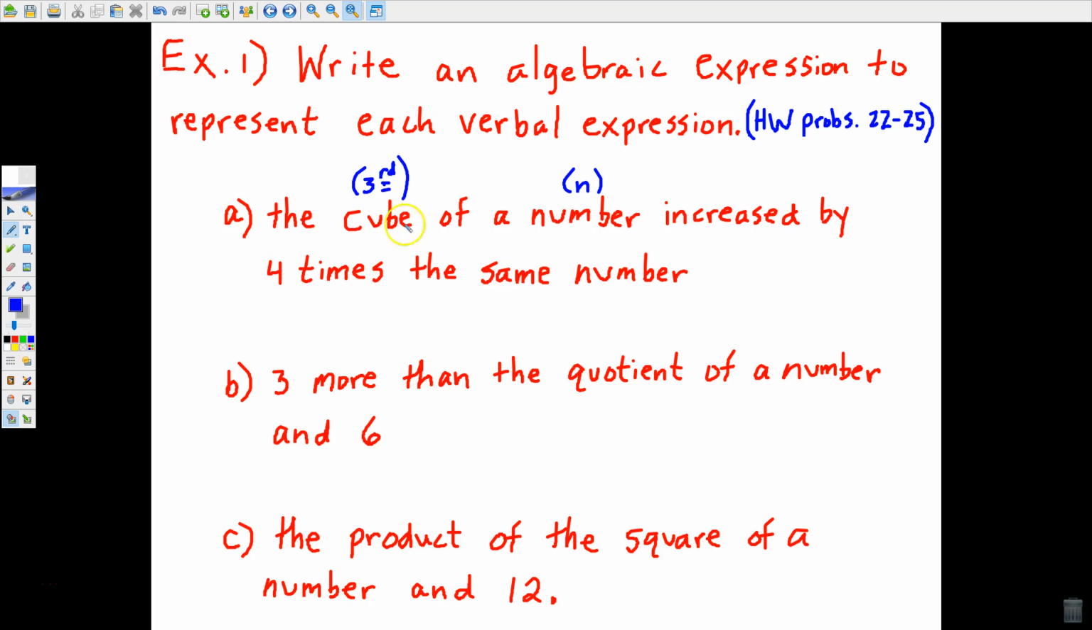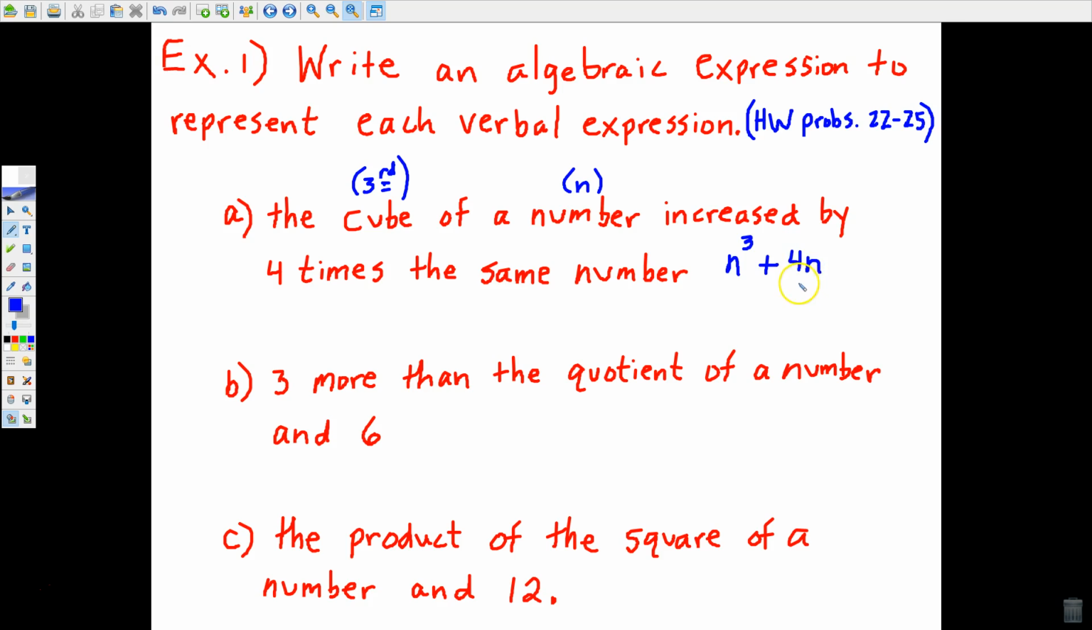So we've kind of talked our way through this, and we've highlighted key words and phrases that tell us about operations or exponents. So now let's put all this together into an algebraic expression. So the cube of a number, we already said that's the number raised to the third power. Increased by, that indicates addition. Okay, 4 times the same number. All right, we already said that 4 times, that's obviously multiplication.